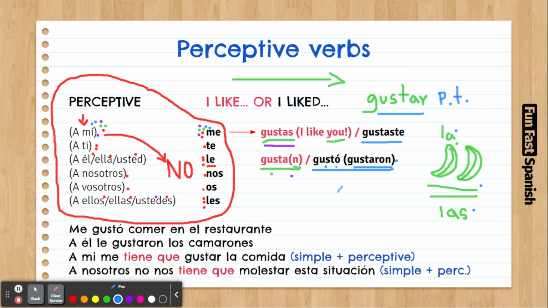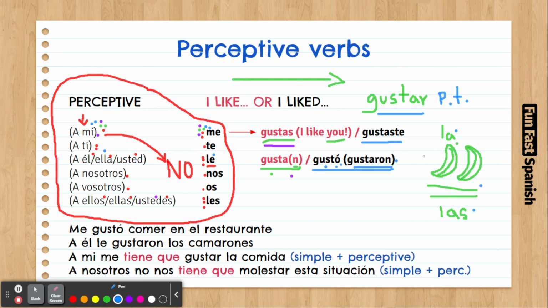Let's say pizza. I liked the pizza I ate yesterday. Let's say she liked it. A ella le gustó la pizza.